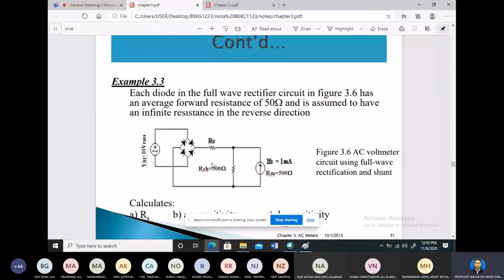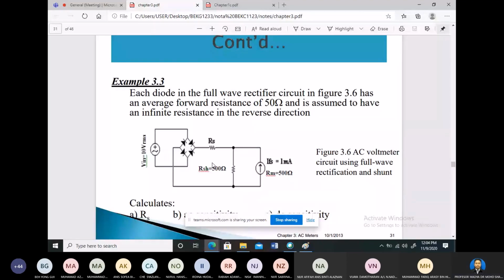Alright, so next we try the last example. We go for example 3.3. This one is for a full wave rectifier, as shown in circuit 3.6. The diodes have an average forward resistance of 50 ohms, and we assume infinite resistance in the reverse.